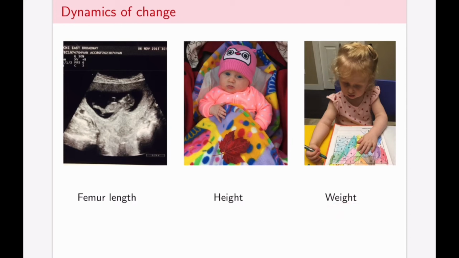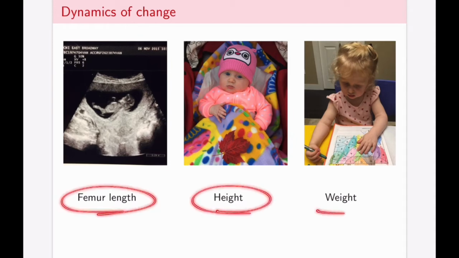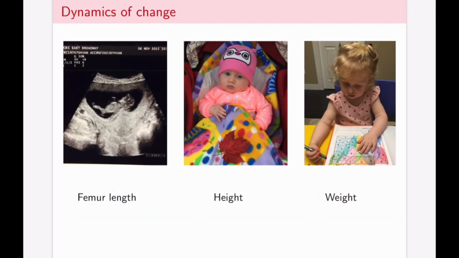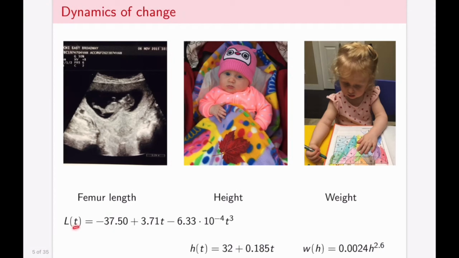The important thing is that each one of these is a function of the corresponding variable. So for example, the femur length is a function of time in weeks of the fetus growth. The height of a toddler is a function of time as they are after they're born. And finally, the weight of a slightly more older child is a function of their height, which makes a little bit more sense. Babies grow more or less uniformly in weight and height, whereas later on in life, genetics kick in, and for example, my child is never going to be very tall because I am not.